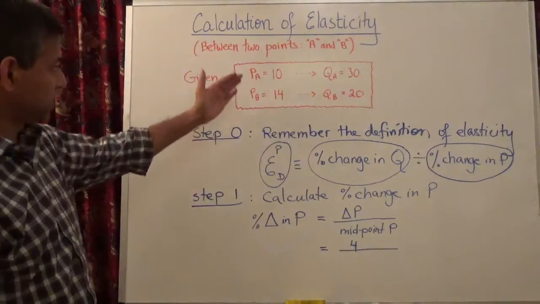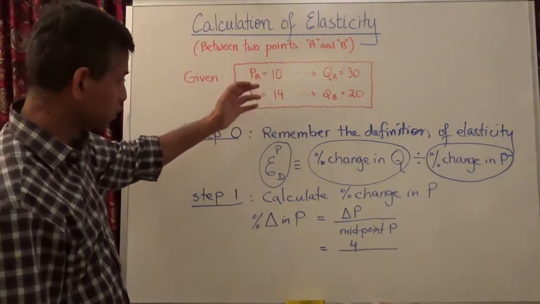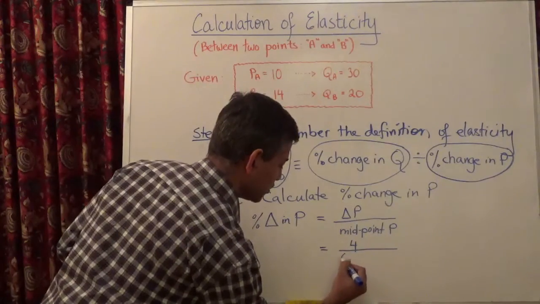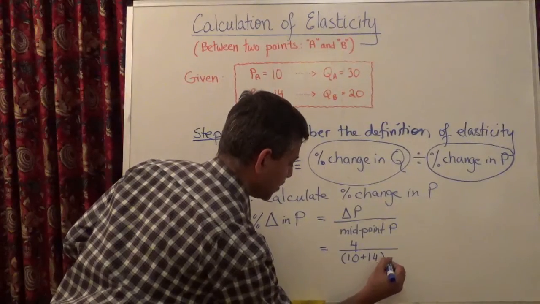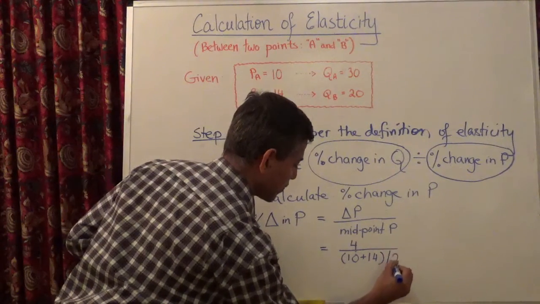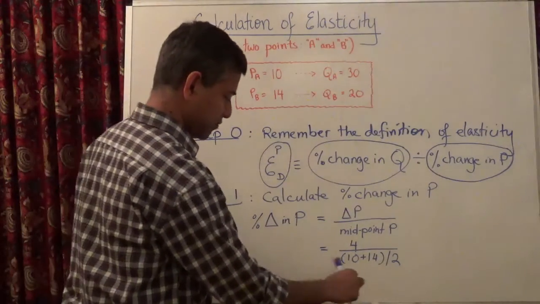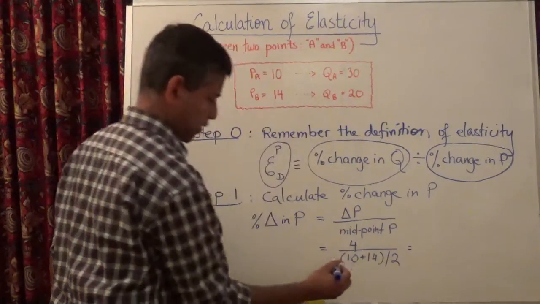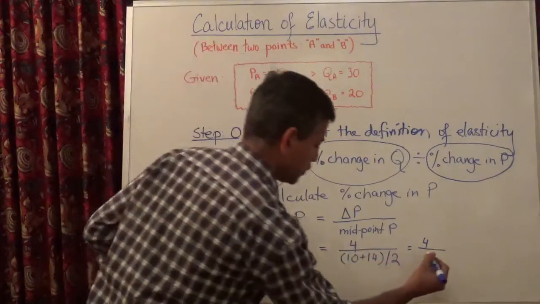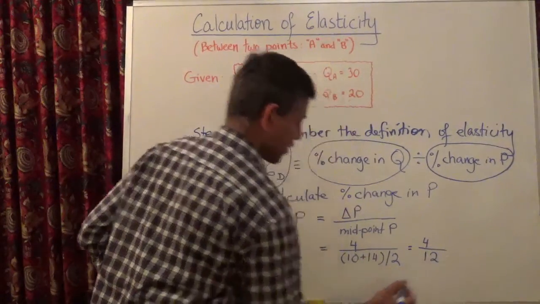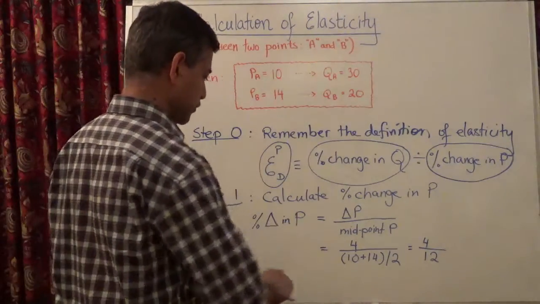And the midpoint between these two prices would be the average of 10 and 14, the middle point between 10 and 14. So you could just cross-check by taking the sum of the two numbers and dividing by 2. And so that would give us 4 divided by 12. Okay, or 1 over 3. I'll leave this as 4 over 12 and move on to step number 3.